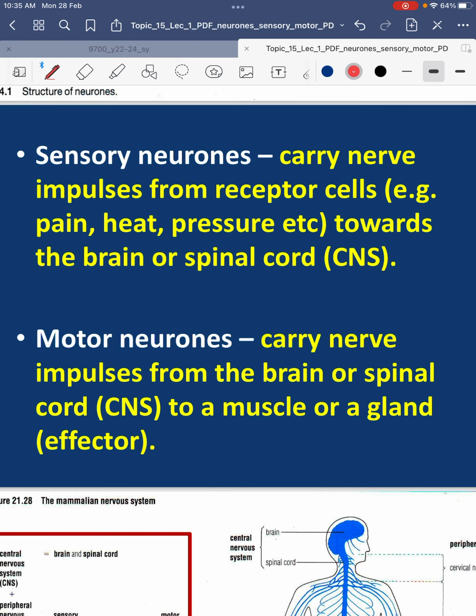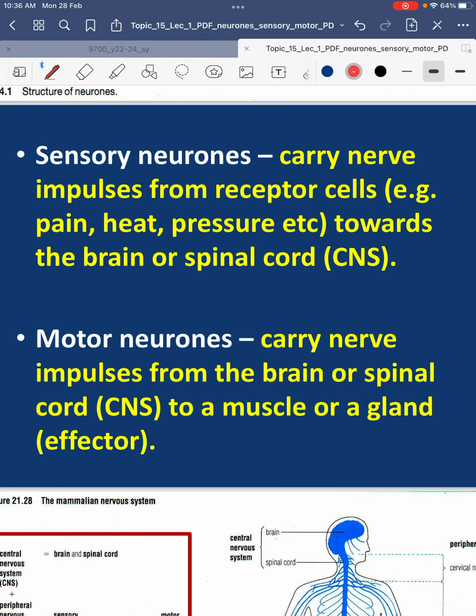Okay, third learning objective. Sensory neurons carry nerve impulses. Now these names here are very, very critical. Normally we say nerve impulse or electrical impulse, but we don't normally call these messages. So if you write down messages, carry messages, it's wrong. I think the best term would be impulse, or nerve impulse, or electrical impulse.